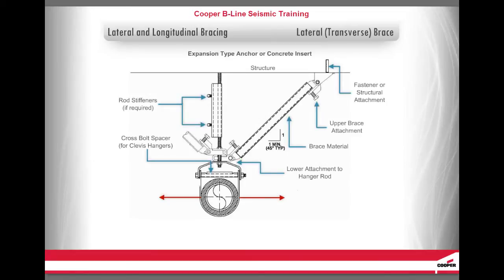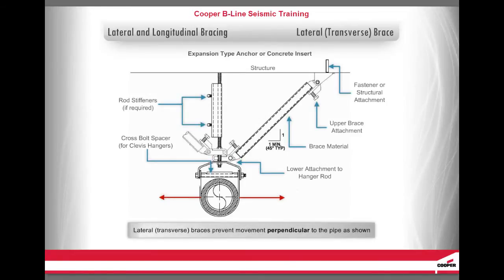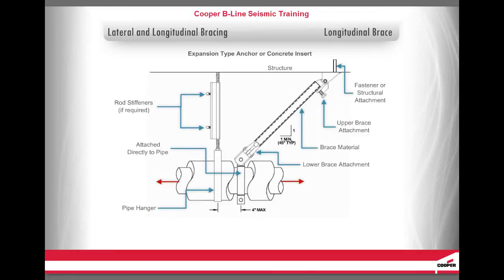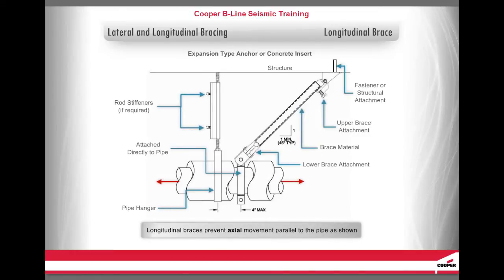Here is a diagram of a lateral or transverse brace. Lateral, transverse braces prevent movement perpendicular to the pipe as shown, for cable tray, air duct, conduit, or other non-structural systems. Here is a diagram of a longitudinal brace. The longitudinal braces prevent axial movement parallel to the pipe as shown, for cable tray, air duct, conduit, or other non-structural systems.